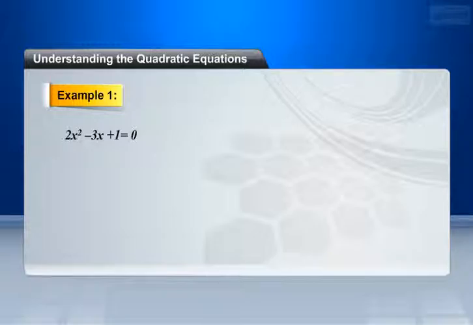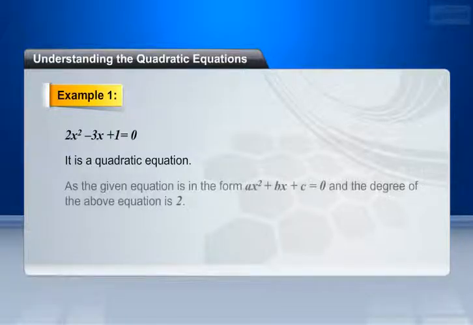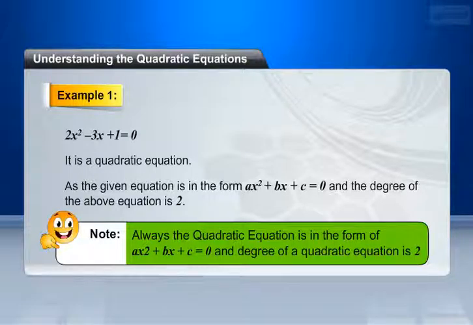Example 1. 2x square minus 3x plus 1 equals 0. On observing the given equation, we can say that 2x square minus 3x plus 1 equals 0 is a quadratic equation, because it is in the form of ax square plus bx plus c equals 0. We have also noticed that the highest degree of the given equation is 2. Note, always the quadratic equation is in the form of ax square plus bx plus c equals 0, and degree of a quadratic equation is 2.